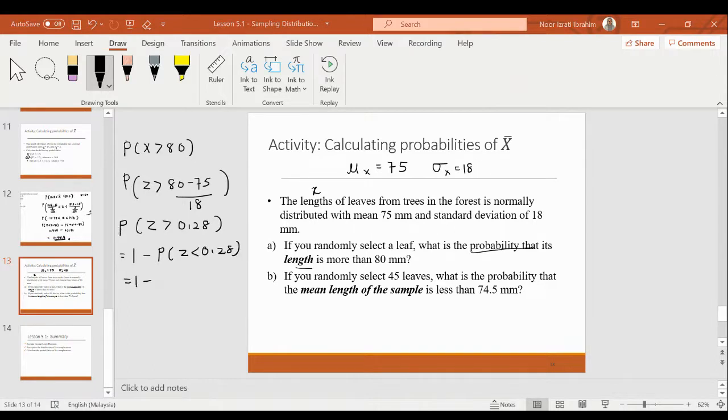So 1 minus, from the table, the probability of Z less than 0.28 is 0.6103. So 1 minus 0.6103 will be 0.3897.